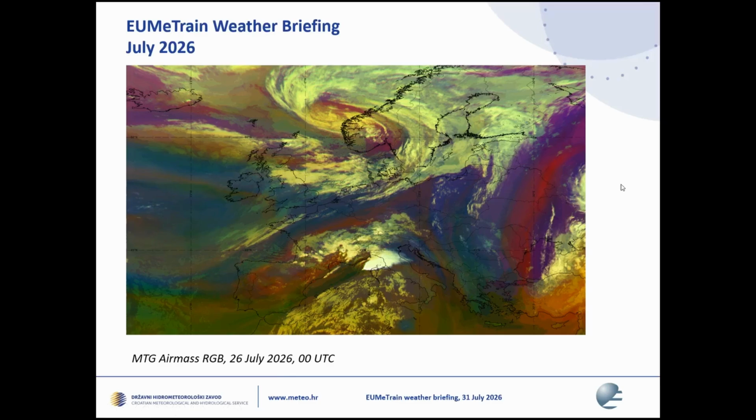What else can we see among ridges and troughs? We can also see the jet stream. These brownish colors on the air mass RGB indicate the jet stream, which is also approaching from the west to the east. And of course, the greenish color is a warmer air mass, and the bluish color is a cooler air mass.